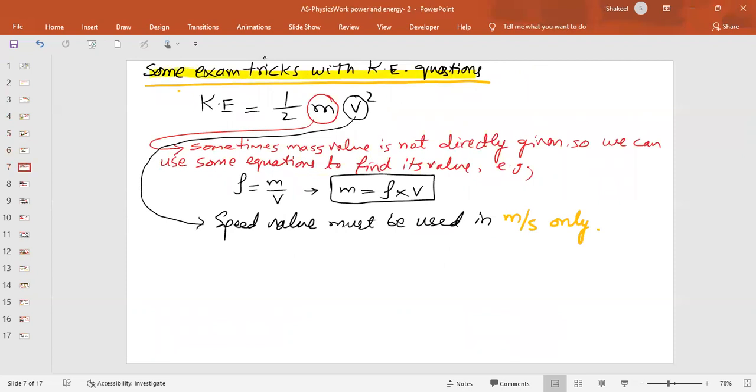Now, some exam tricks with the kinetic energy. It's very simple, although, but I better thought to share it with you. As kinetic energy is half mv square, this m is the mass. So sometimes mass value is not directly given. So you have to use some equations to find its value. For example, density equals mass over volume, and mass equals density into volume. So density and volume will be given, so you'll be multiplying them to get the mass of the substance. The second is speed. Speed value must be used in meter per second. Well, if it is given in kilometer per hour, you have to convert that. And we have already done that in kinematics, how to convert kilometer per hour into meter per second.